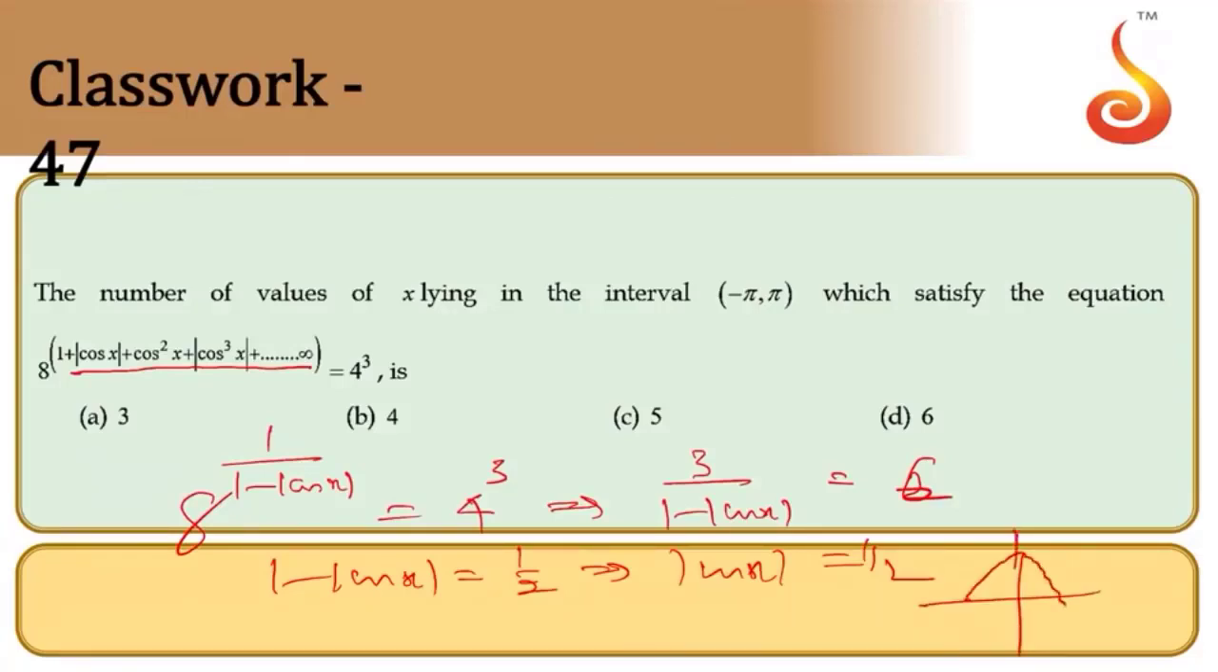So mod cos x means when you take up the graph of the function, it is minus pi by 2 to plus pi by 2 graph. Minus pi means it comes this way, it comes this way, and mod cos x equals half is a straight line. When I take it up, it will intersect the graph at 4 points, from minus pi to plus pi. So the answer is 4.